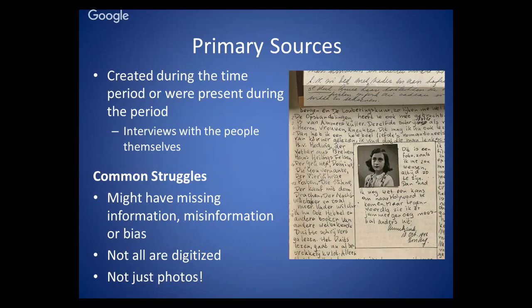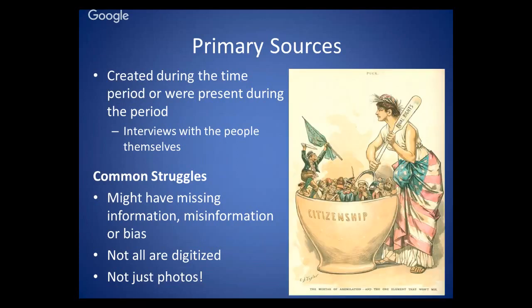Another good primary source that they might identify is Anne Frank's diary, that's available in many public libraries, maybe even your school library. However, there are some common struggles with primary sources that we see. Students might not understand that there might be missing information in that article. There might be misinformation as well, where someone was leaving out something. That's equally important. Or there might be bias.